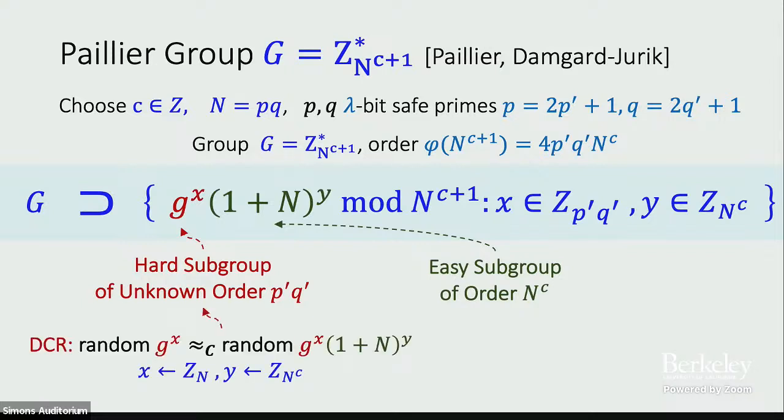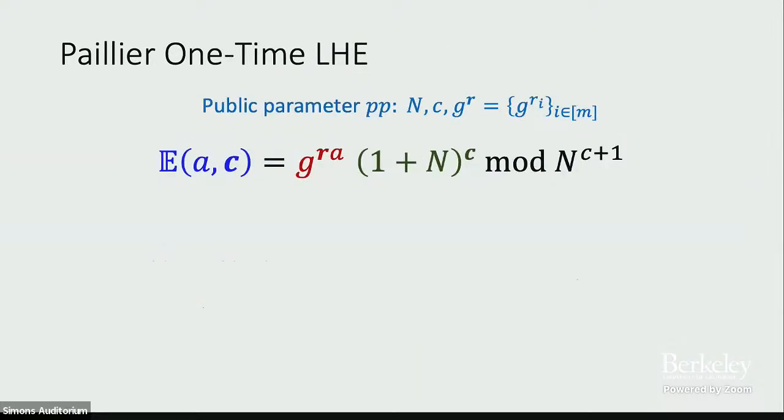Now, what does it mean that it is unknown or hard? It is because if I give you a random hard group element, it's actually indistinguishable from a uniform random group element. And what does it mean for it to be easy? Easy means that if I give you an easy subgroup element, you can actually compute the discrete log efficiently. Okay. So how do we build a linear homomorphic encryption scheme out of it? It's very similar to ElGamal encryption from DDH. You basically run DDH in the hard group.